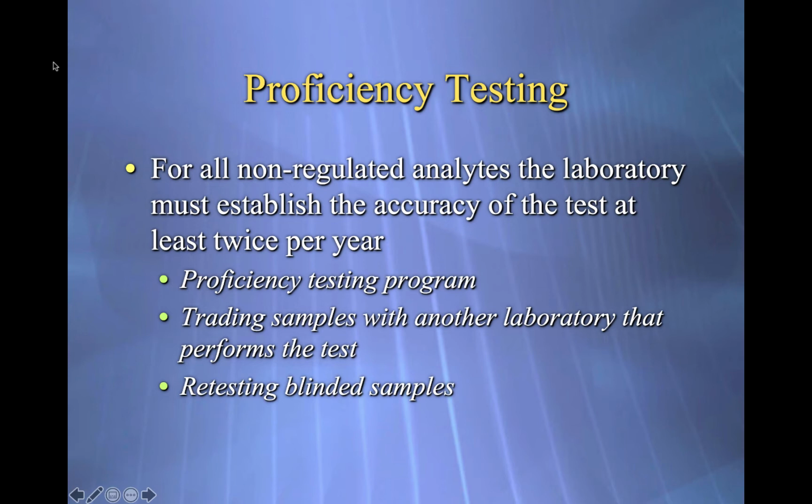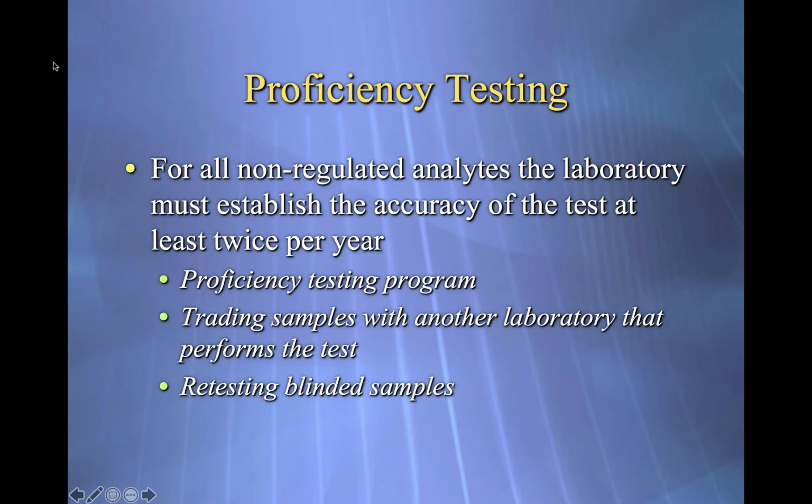For all non-regulated analytes, so anything that's not on that list, then the laboratory still has to do something, and you must establish the accuracy of the test at least twice per year. How do laboratories do this? Well, the most common way is to use your proficiency testing vendor. They do proficiency tests for regulated analytes as well as for non-regulated analytes, and chances are you'll be able to buy a proficiency testing kit for any of the tests that are non-regulated, and it just makes it very easy for you to do this clear requirement.